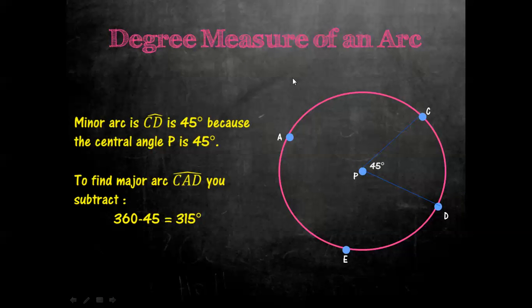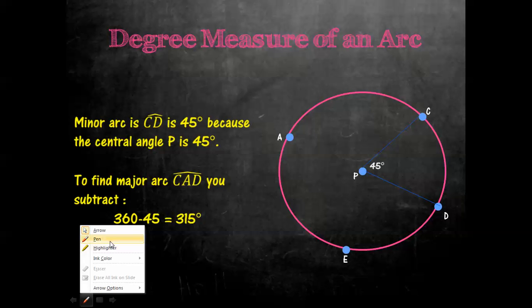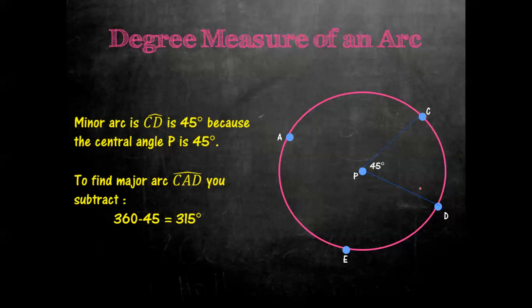To find the degree measure of an arc, if we have minor arc CD and it's 45 degrees, then the central angle P is also 45 degrees. So the arc is always the same as its corresponding angle. To find the major arc CAD, you would just subtract 360 minus 45, since we know the whole circle has to add up to 360.